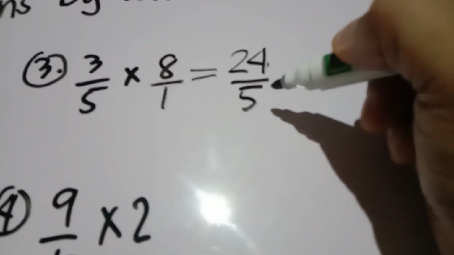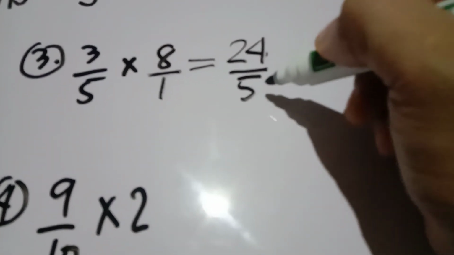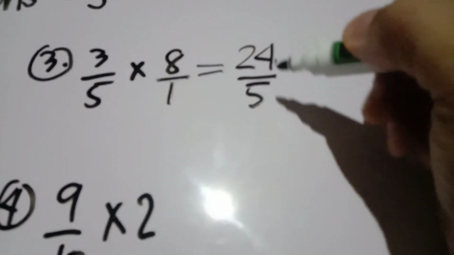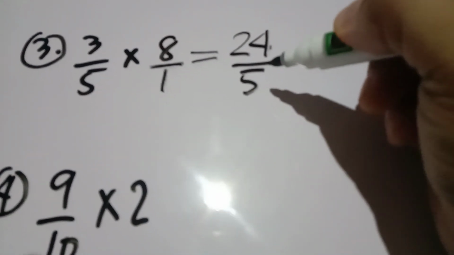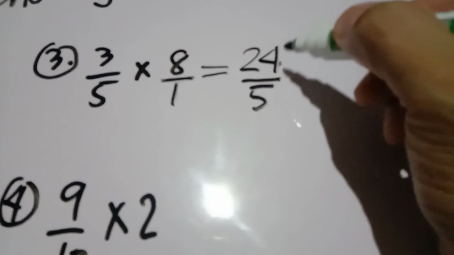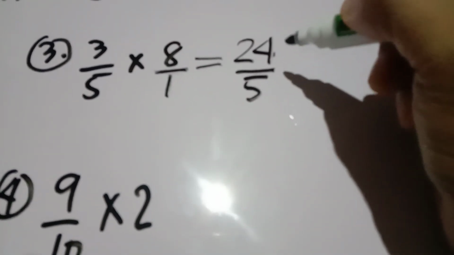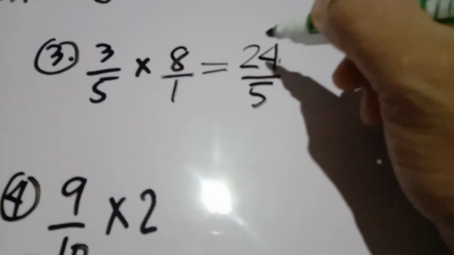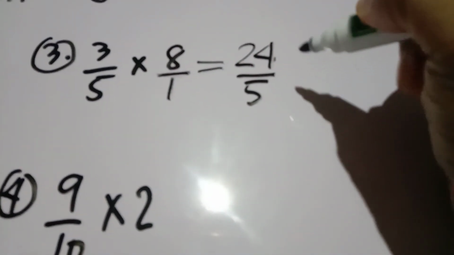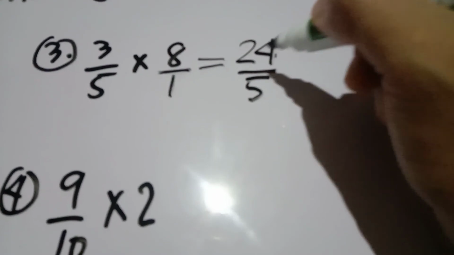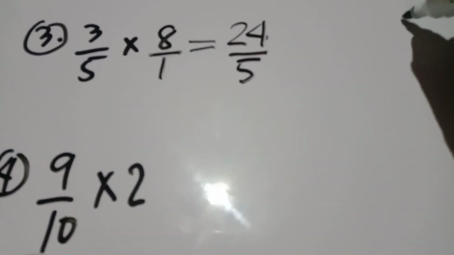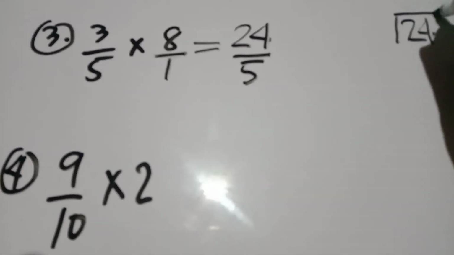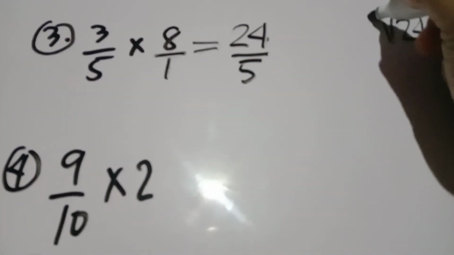24 over 5. Mas malaki yung numerator kaysa denominator. So, this is an example of an improper fraction. So, pag improper fraction yung sagot, we need to change the fraction to mixed number. Gagawin natin itong mixed number. Okay. Papaano magiging mixed number yan? By dividing. So, i-divide natin yung numerator. Just divide the numerator by the denominator.